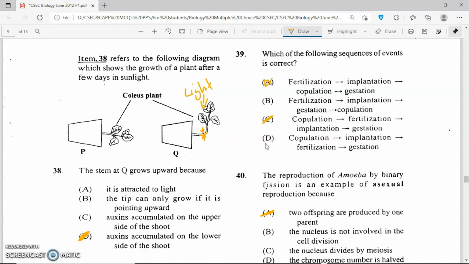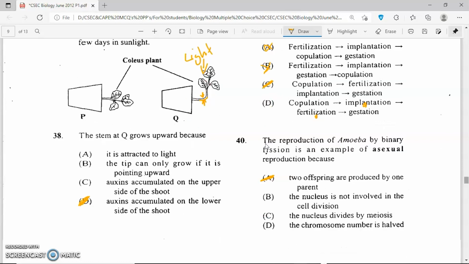Again, you cannot have copulation last. You must have copulation first. So copulation, fertilization, implantation, then gestation. Okay, so that's the correct answer there, because you cannot have implantation before fertilization. Good. So the answer for 39 is C.